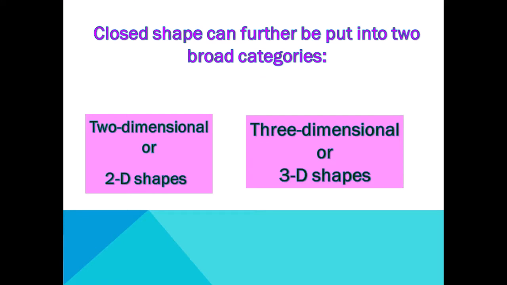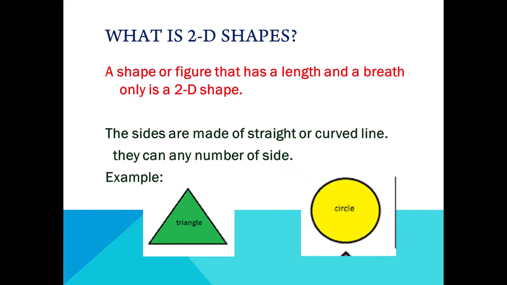Closed shapes can further be put into two broad categories. First one is the two-dimensional shape or 2D shape, and second one is the three-dimensional or 3D shape. What are 2D shapes? A shape that has a length and breadth only is a 2D shape. The sides are made of straight or curved lines. They can have any number of sides.